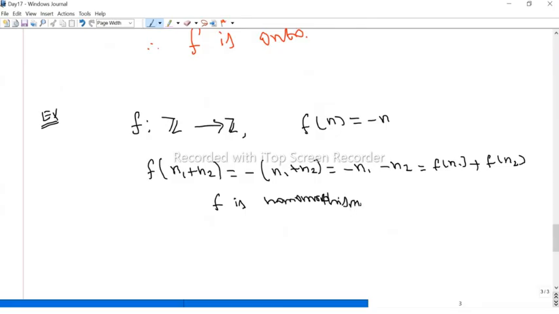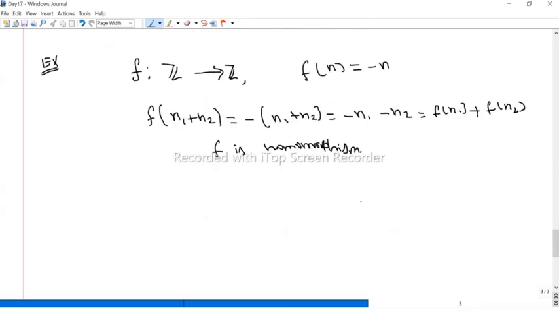Now we have to check one-one function. There are equivalent definitions. What is the definition of one-one? Suppose f of x equal to f of y. What do we have to prove? We have to prove x equal to y. Or suppose you assume that x not equal to y, we have to prove that f of x not equal to f of y.